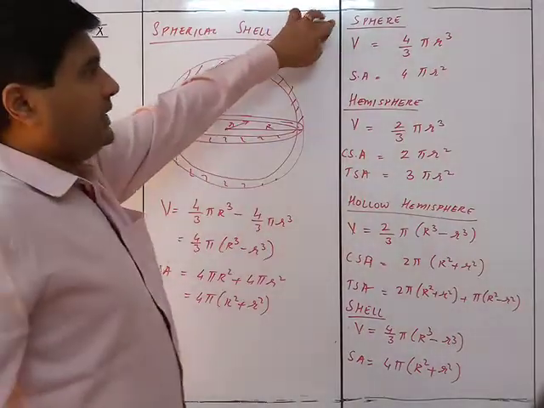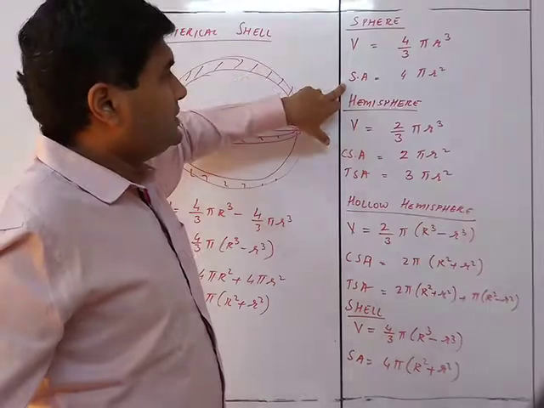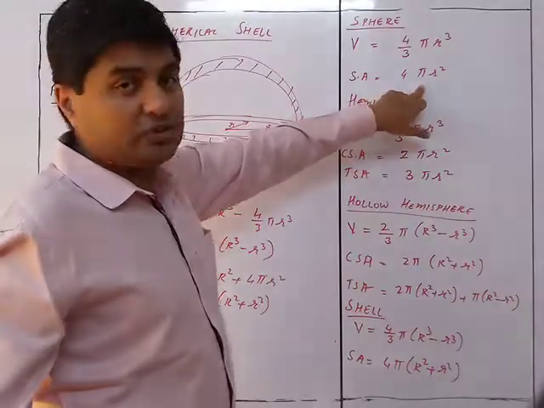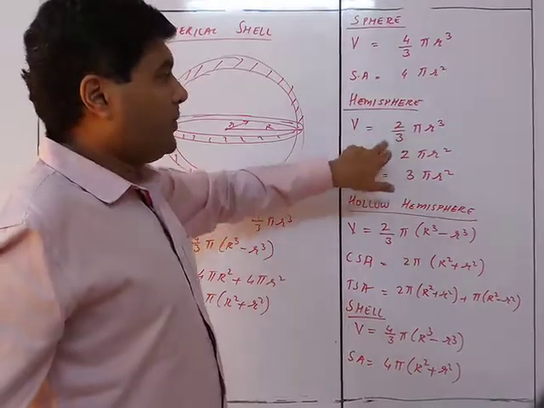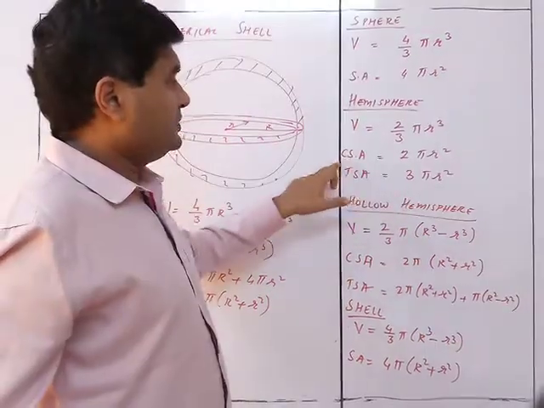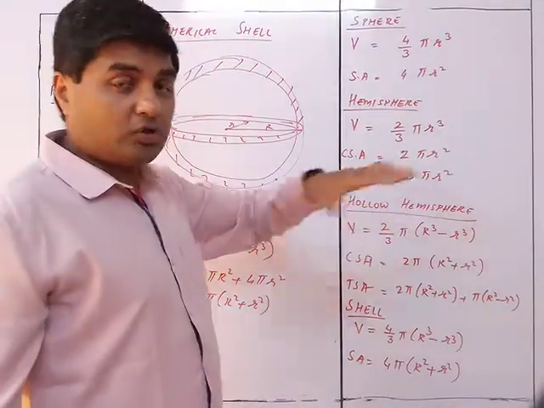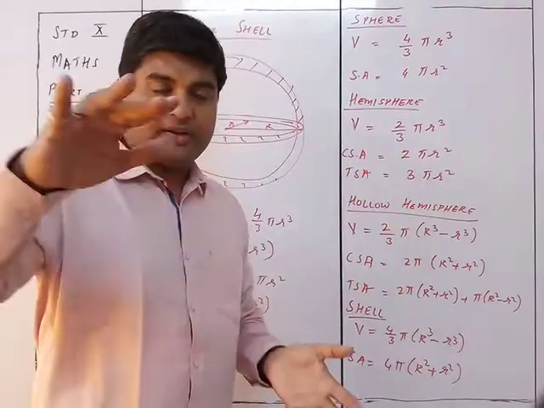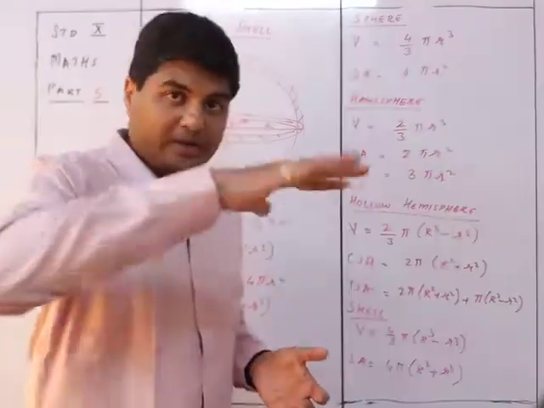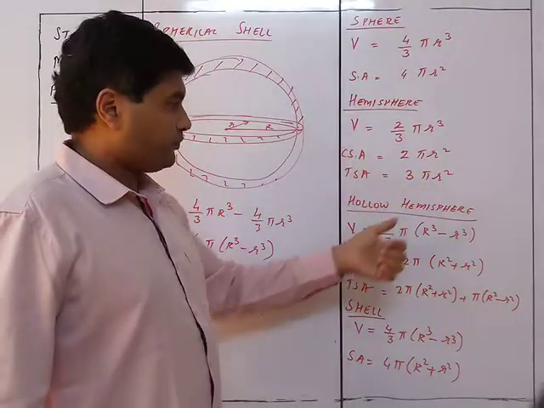Yeah, so sphere volume 4 upon 3 pi r cube, surface area 4 pi r square, hemisphere volume 2 upon 3 pi r cube, curved surface area 2 pi r square, but it has got also the top on it. That's why like a watermelon, if you cut it from the middle, then the upper part is also there, and that upper part is pi r square. That's why total surface area is 3 pi r square.